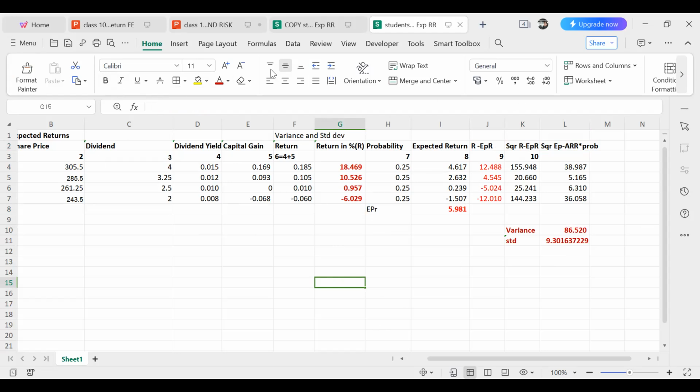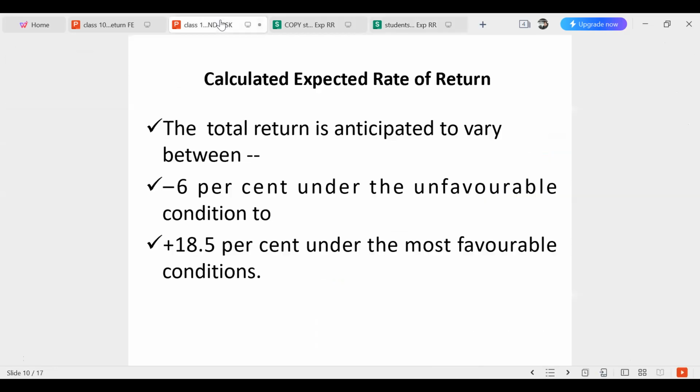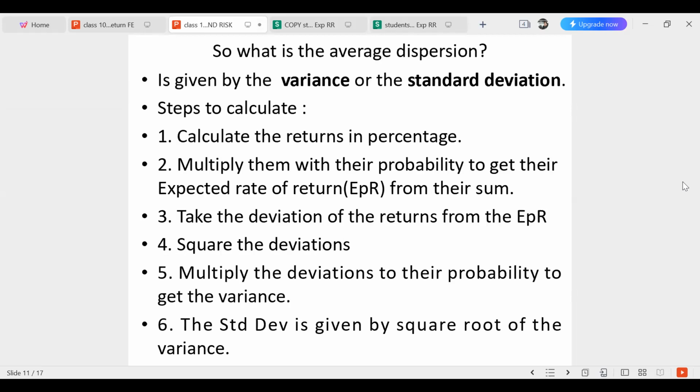So this is session, which number was this? Third. Can you see the PPT? Okay. So the total return, as you already saw, is changing from 18.5 for the growth years to -6. Now, what are the steps to calculate the variance and deviation? You calculate the return in percentage, multiply it with the probabilities, take the deviation from the expected return, square the deviation, multiply it with the probabilities, and the standard deviation is the square root of the variance.